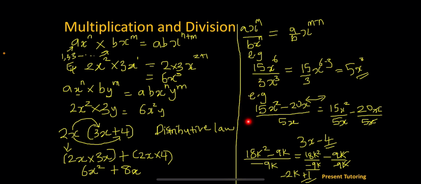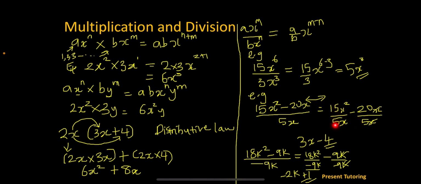Another example is if I have 15x squared minus 20x divided by 5x, then if I wanted to do this arithmetic, I can just break down this fraction into halves. So the denominator will still be 5x, but instead of having it all together, I can have 15x to the power of 2 divided by 5x and minus 20x divided by 5x. So everything is still 5x in the denominator, but this just helps us do this breakdown very easily.